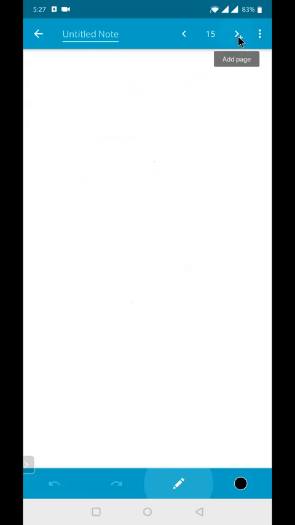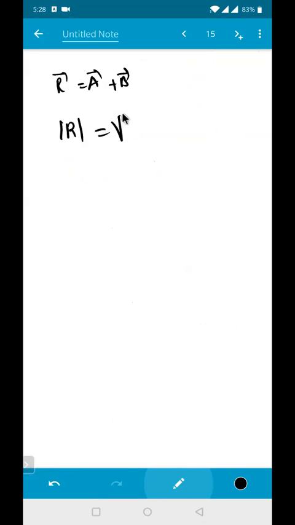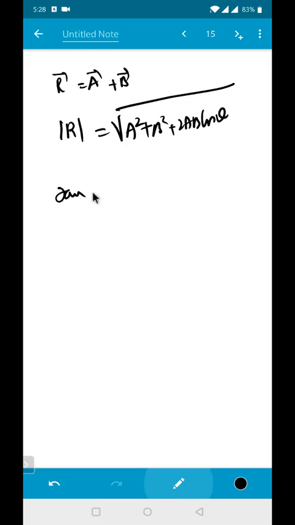I hope such types of questions you can do very easily. What are the basic formulas you need to remember? One is the addition of vectors. If I'm writing R bar is equal to A bar plus B bar, the magnitude of R is given by the square root of A square plus B square plus 2AB cos theta. Now how do you get the direction? Tan alpha is equal to mod B sin theta divided by mod A plus mod B cos theta.